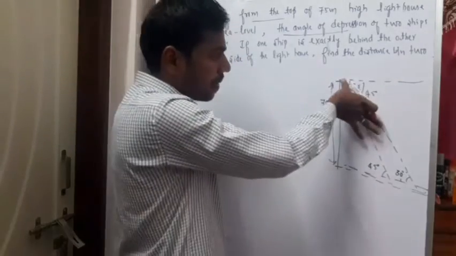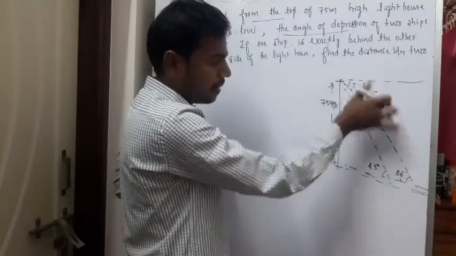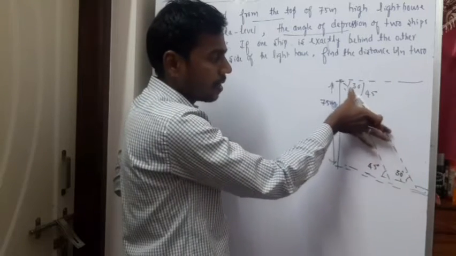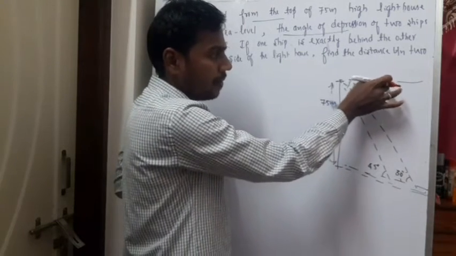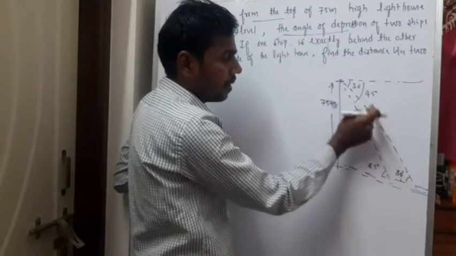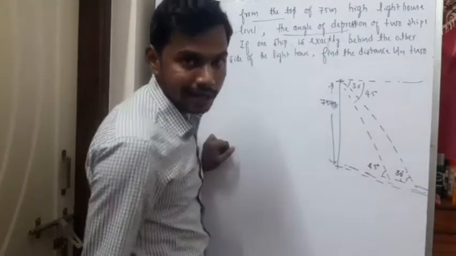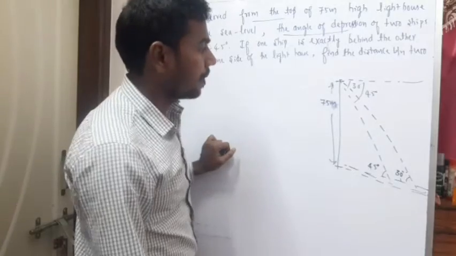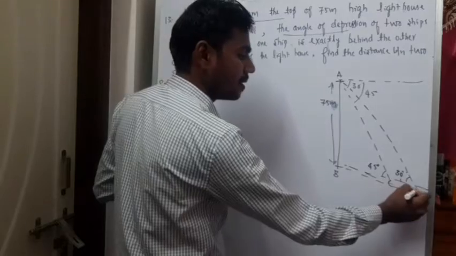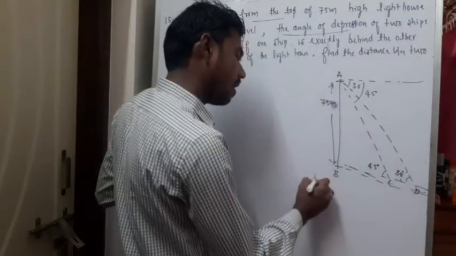See, this particular imaginary line of sight will become the transversal between the horizontal and the sea level. So this 30 is equal to this 30 and this 45 is equal to 45 because these two are alternate interior angles. Now if I name this as A, this as B, this as C and this as D, what we need to find? We need to calculate CD.